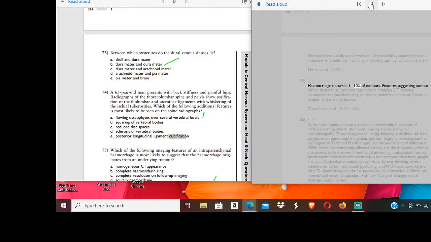75, E. Hemorrhage occurs in 5–10% of tumors. Features suggesting tumor rather than benign hemorrhage include complex CT pattern, incomplete hemosiderin ring, persisting edema, or mass on follow-up studies, and multiple lesions. Weissleder et al., 2007, 512. 76, C.